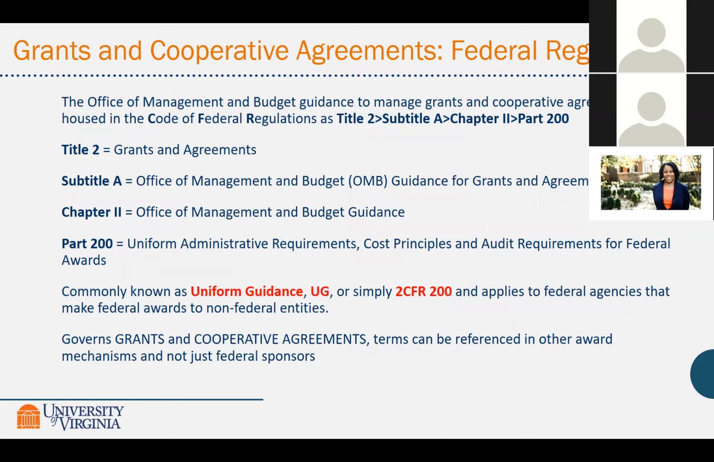So sort of an overview, OMB guidance to manage grants and cooperative agreements is housed in the Code of Federal Regulations as Title 2, Subtitle A, Chapter 2, Part 200, or 2 CFR 200. And it applies to federal agencies that make federal awards to non-federal entities. Governs grants and cooperative agreements. So we talked a little earlier about the fact that both grants, cooperative agreements, federal assistance fall under uniform guidance.